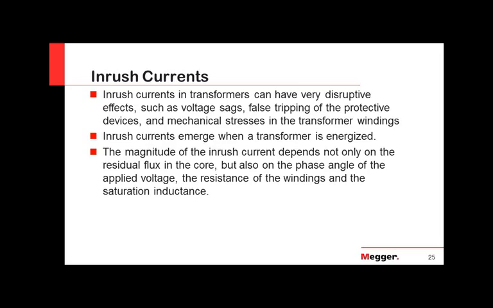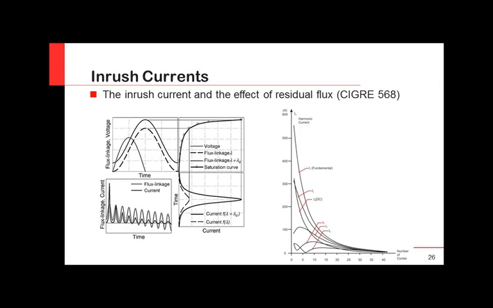The magnitude of the inrush current depends not only on the residual flux in the core, and you have to remember this: we cannot measure how much residual flux we have in the core when we are trying to bring the unit back into service, right? It's also the phase angle of the applied voltage. It's also the resistance of the windings and the saturation inductance. So it's the construction, it's the overall set making the transformer what makes this bigger or less.